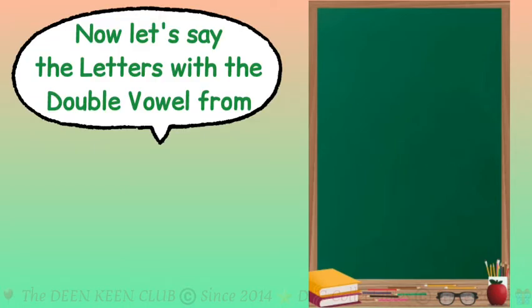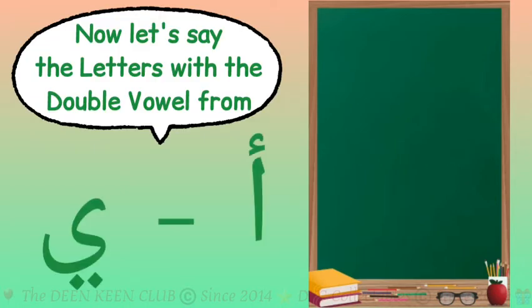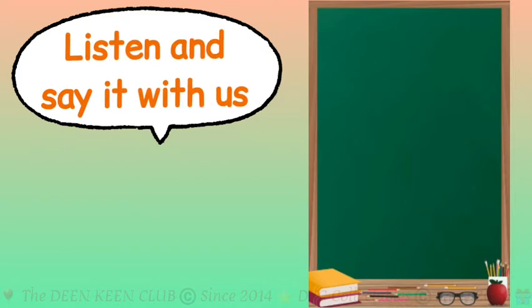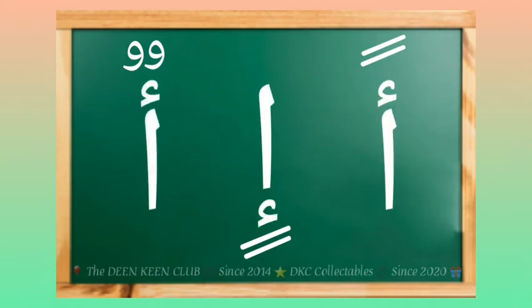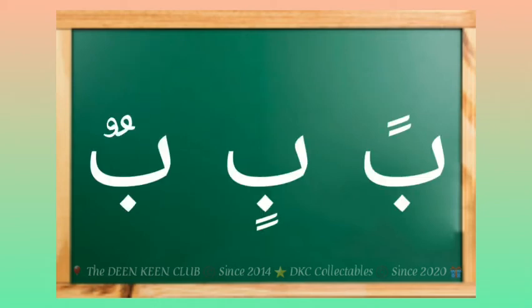Jayyid jiddan, very good. Now let's say the letters with the double vowels from Alif to Ya. Listen and say it with us. Remember, FAT-HAHTAIN is at the top, an. KASRAHTAIN is at the bottom, in. And DUMMAHTAIN is at the top, un. Alif, an, in, un. Ba, ben, bin, bun.